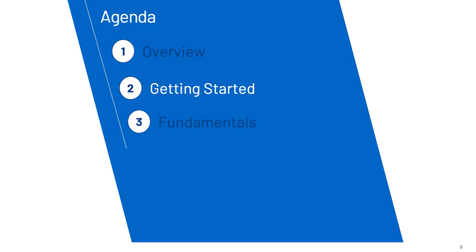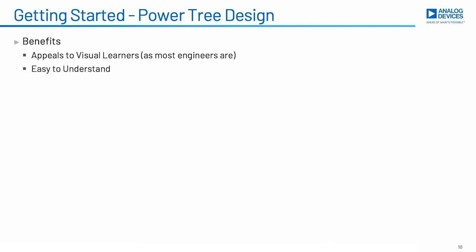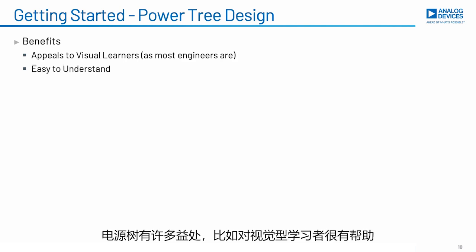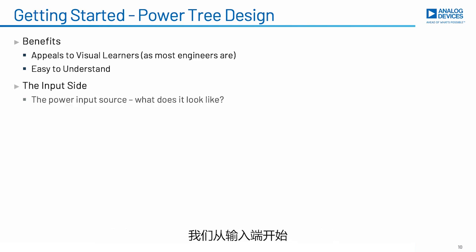Okay, so where do we get started? The first place we generally start when we're doing a power design is to develop a power tree. Some of the benefits are that a power tree appeals to visual learners. Most engineers design with visual applications, whether it's schematics or AutoCAD or whatever. Having a power tree allows people to get their head around where the power is coming from, where it's going, how does that all work? And the input side is where we start.